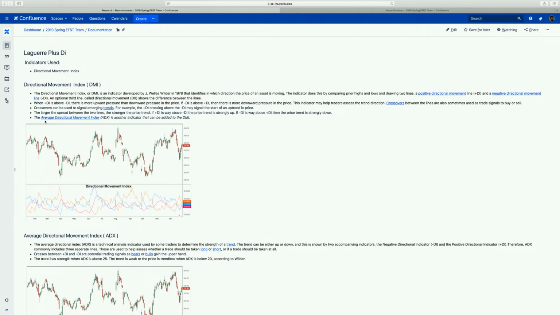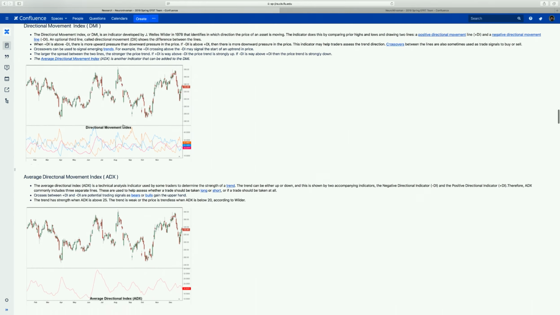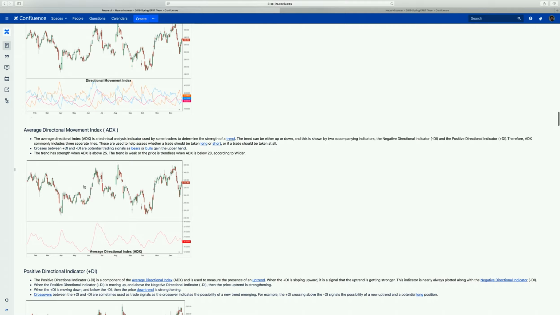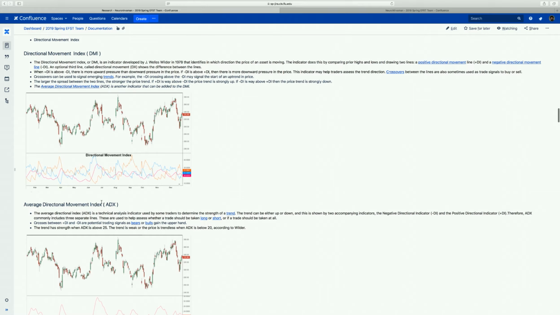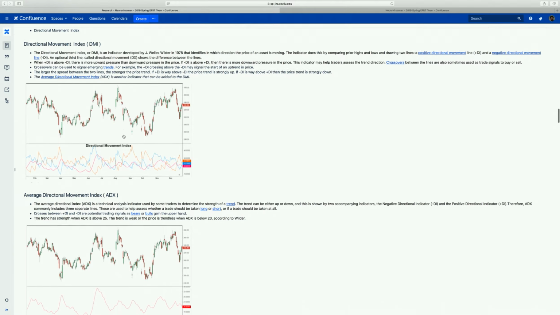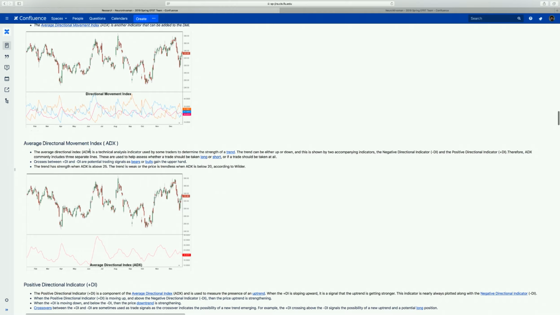The next one of interest is the average directional movement index, which is another indicator. Here's a chart trying to depict what it looks like. The difference between the average directional movement index and the directional movement index is that the values for the average directional movement index are derived from the smoothed averages of the differences between the positive indicator line and the negative indicator line.